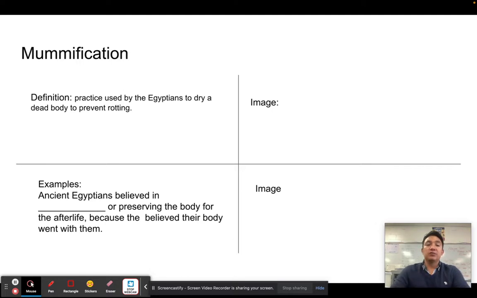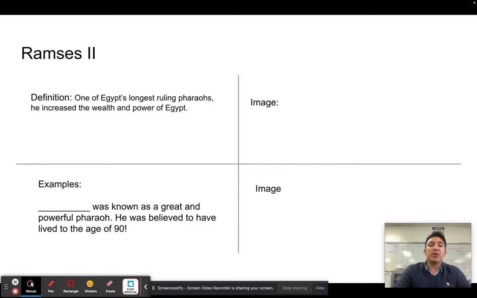So for this one, just like before, find two images and be mindful, full disclaimer, some pictures are a little squeamish, or a little, I don't want to say graphic, but when you look up mummification or mummies, you're going to see some raisins for humans. All right, make sure you fill in the blank down below. So it's ancient Egyptians believed in blank, or preserving the body for the afterlife, because they believed their body went with them.